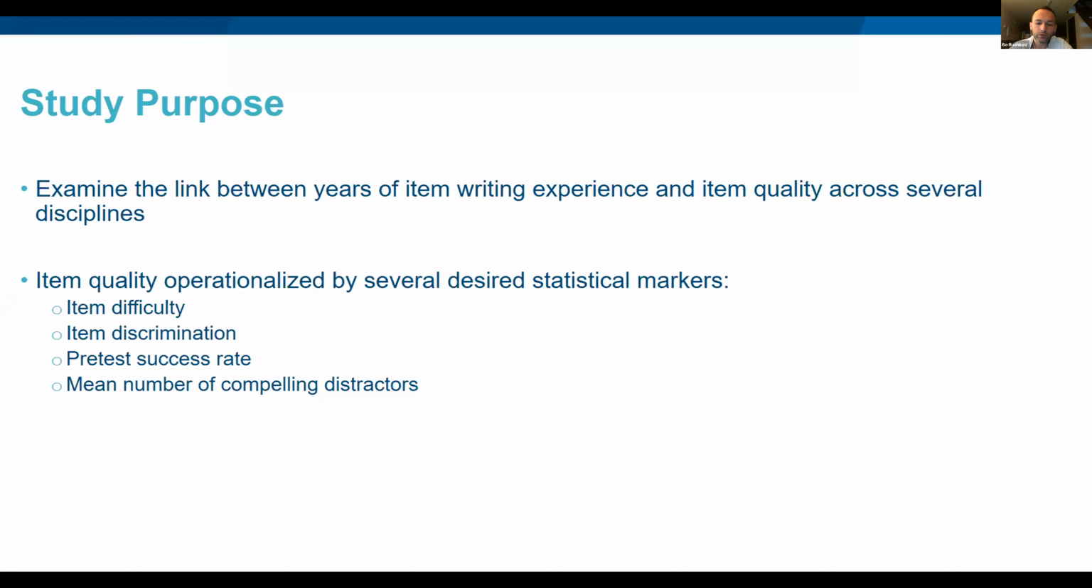Item discrimination is arguably one of the best indicators of item quality. For this one, we use the biserial correlation, the item-total biserial. Pretest success rate is just what proportion of the items you pretest meet your screening criteria. And finally, the mean number of compelling distractors. This is the number of distractors that attract at least 5% of examinees, which is a fairly low bar, but has been mentioned several times in the literature as an indicator, so that's what we used.